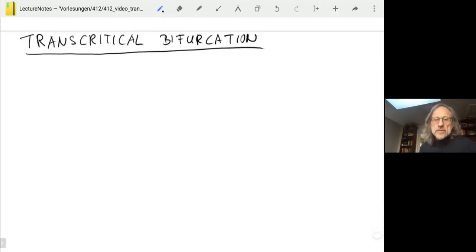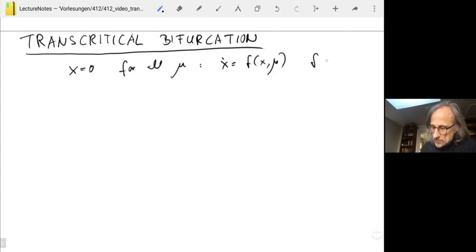It occurs if for some reason there is a fixed point solution that exists for all values of the control parameter. So we might as well say, to model this, that x equals 0 is a solution for all values of mu. And so that means for our model x dot equals f of x and mu, that f of 0 and mu is equal to 0 for all mu. Right, so then that is a fixed point for all values of mu.